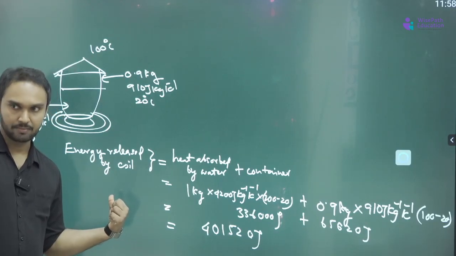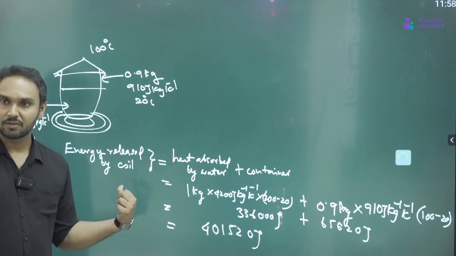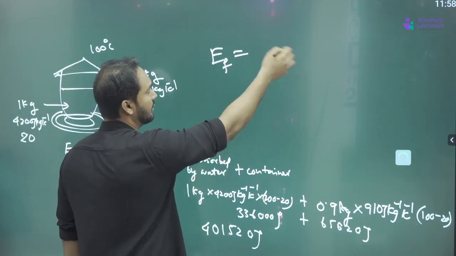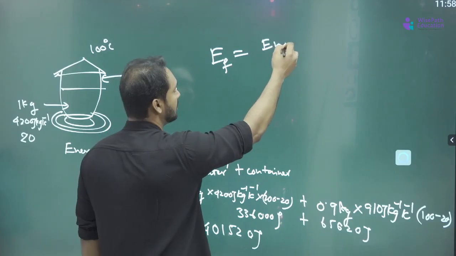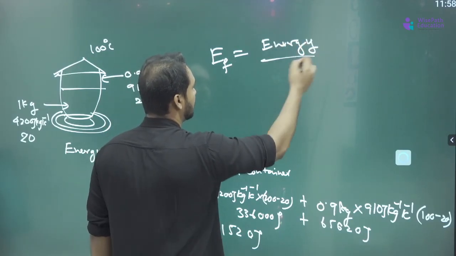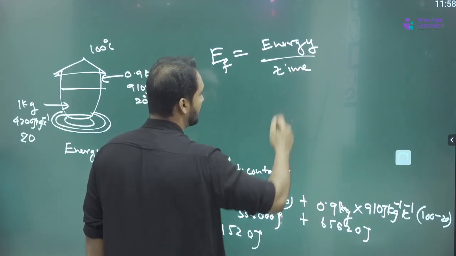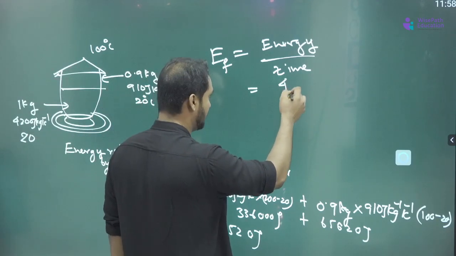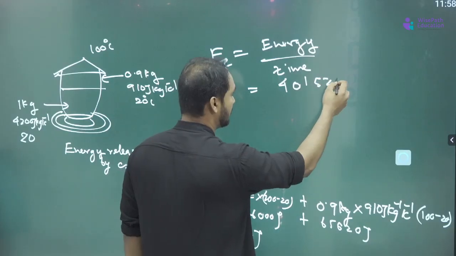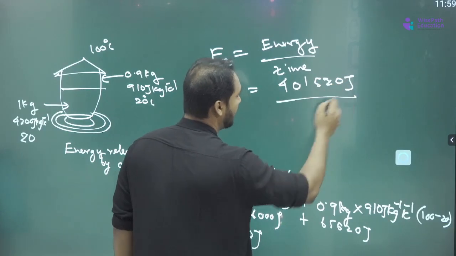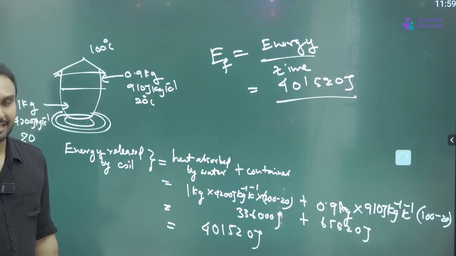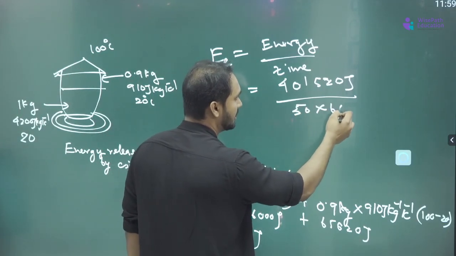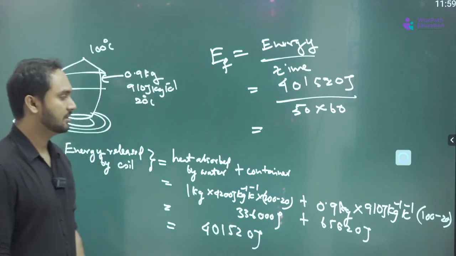coil, isn't it? So you have to find the efficiency of the coil. Now the efficiency of the coil equals what? Energy over time. So the time is given how much? It takes 5 minutes to boil. So energy is this much, 401,520 joules, and the time is 5 minutes. You have to put it in seconds, so that will be 5 into 60, that is 300. You divide it. What is the answer?